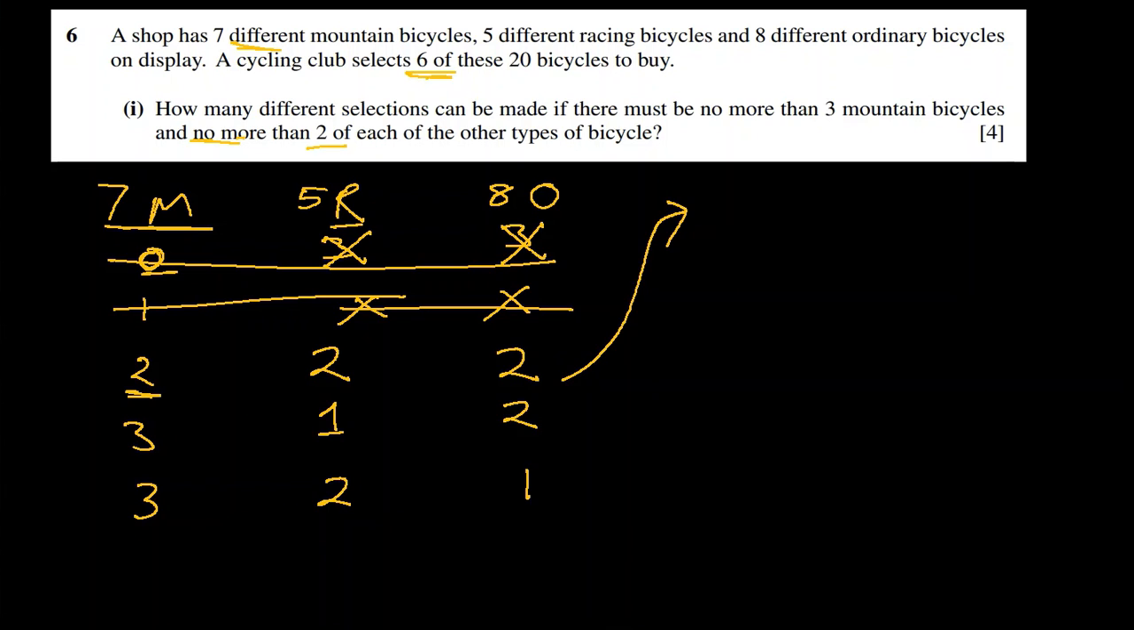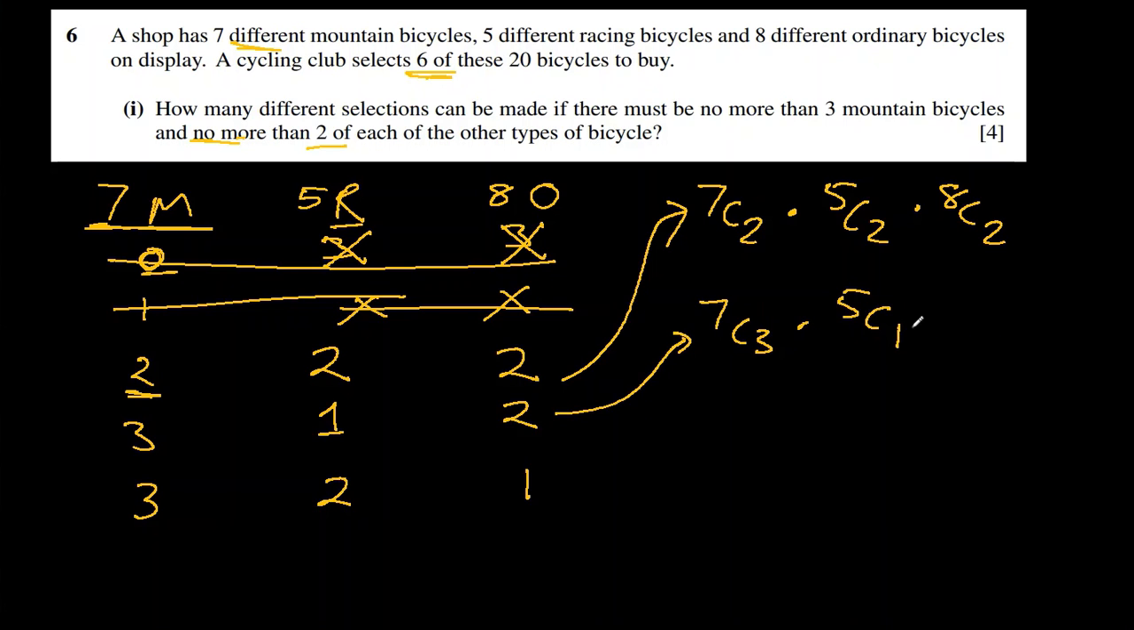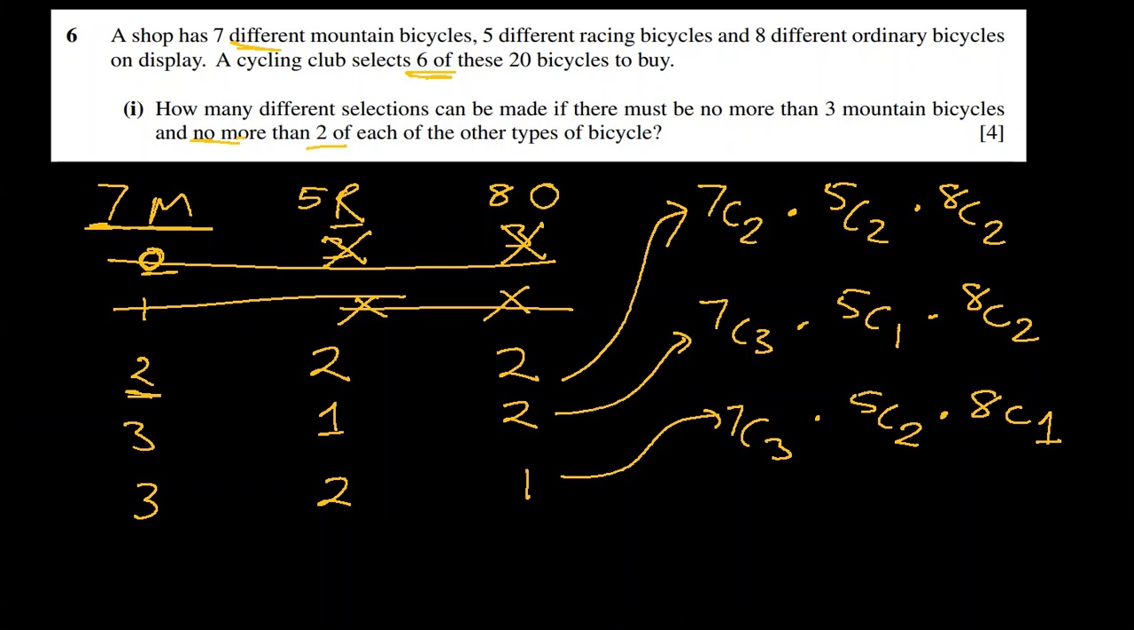We need 2 mountain bicycles out of 7. So 7C2, we are choosing them, multiplied by 5C2, we are choosing 2 out of 5 racing bicycles, and 8C2, this is one case. Second case would be 7C3 multiplied by 5C1 and 8C2, and then we'll have 7C3, 5C2 and 8C1. Just evaluate these and you'll get the total number of selections possible.